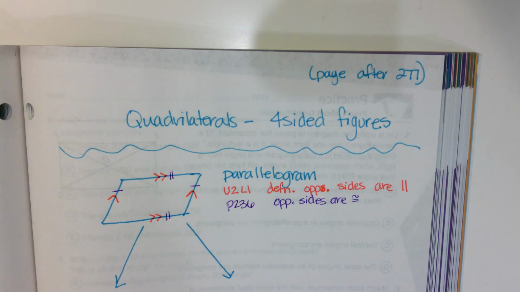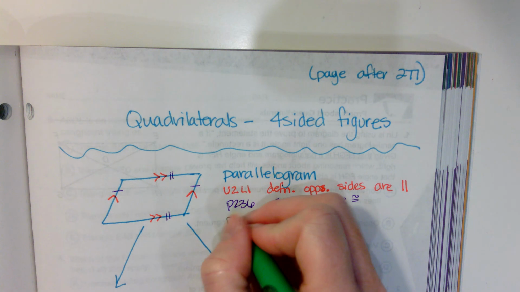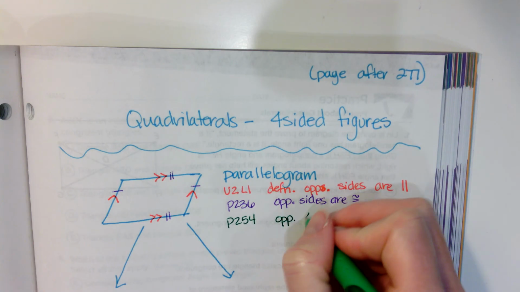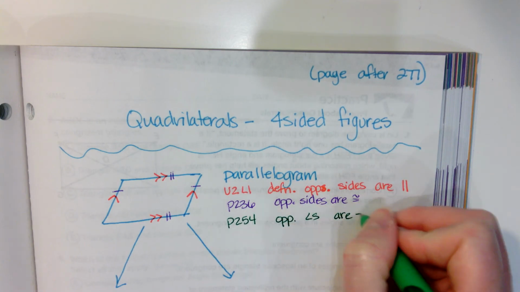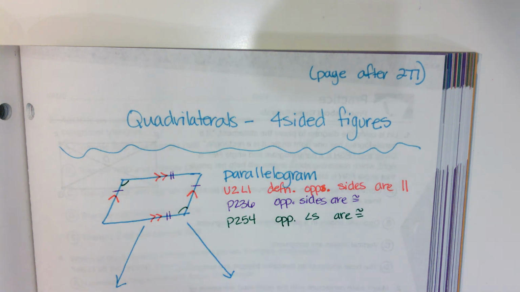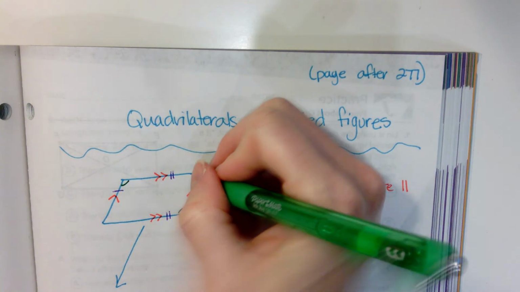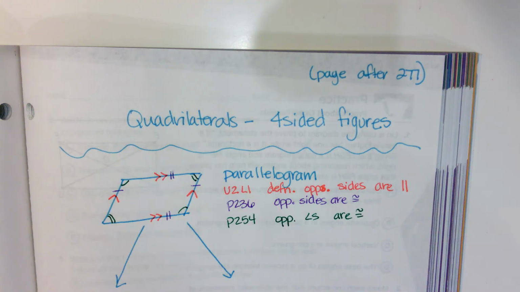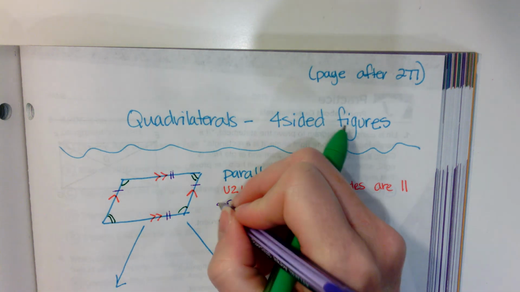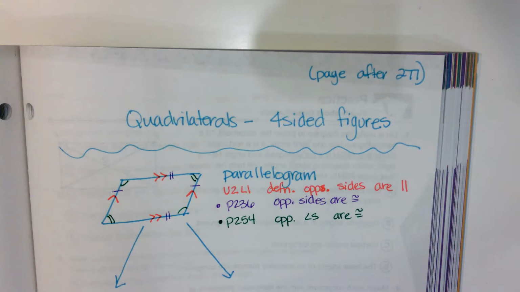We also, on page 254, proved that opposite angles are congruent. And so, for example, I know those 2 angles across from each other are the same. I'll mark them with a single arc, and I'll mark these 2 with a double arc to show that they're congruent. And I'll make these bullet points because we're going to add 2 more bullet points that are new today to my list as I do these problems.